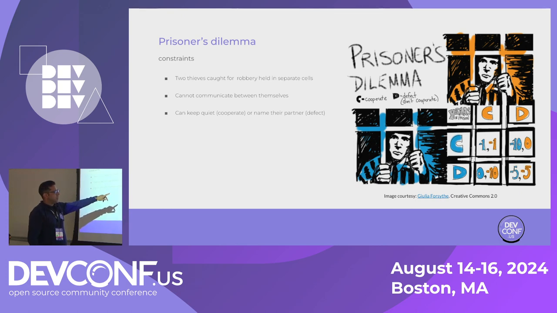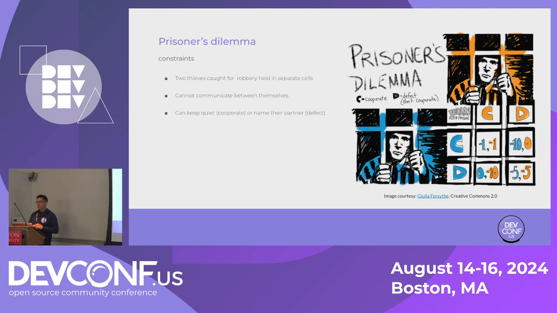And similarly, if Jack lays the blame on Victor, he goes free and Victor gets 10 years. And if both of them lay the blame on each other, both get 5 years. So in their best interest, the best thing for them to do is keep quiet. But since they cannot talk to each other, they have a decision to make, which is unfortunately a very common decision that all of us testers make in our daily lives while testing software.